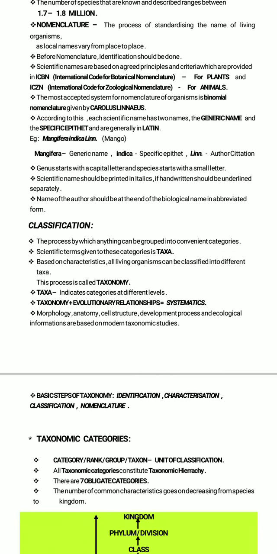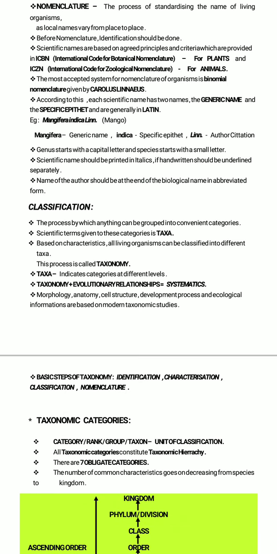Classification means the process by which anything can be grouped into convenient categories. The scientific term given to these categories is taxa. Each category or rank or group is called a taxon. Based on characteristics, all living organisms can be classified into different taxa, and this process of classification is called taxonomy. Taxa indicates the categories at different levels.